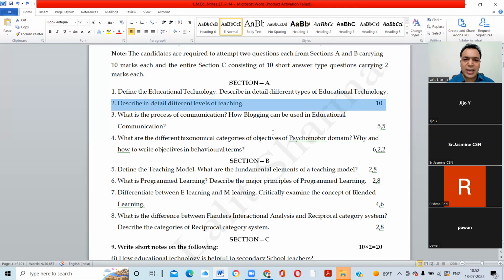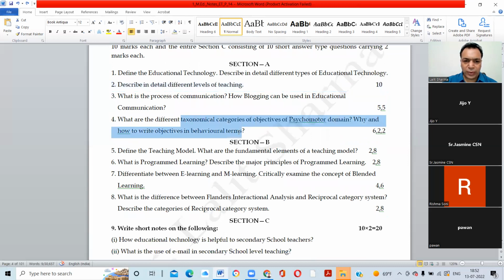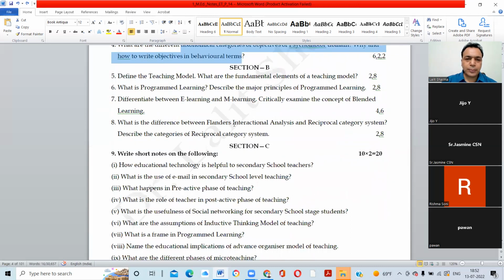Okay. Fourth question has come from taxonomy. It is talking about Bloom's taxonomy of educational objectives and behaviors, right? So it is talking about the objectives of the psychomotor domain only. Why and how to write objectives in behavioral terms, right? So you can go for this also. You can see from the notes, but I advise you first do the above 3 questions.